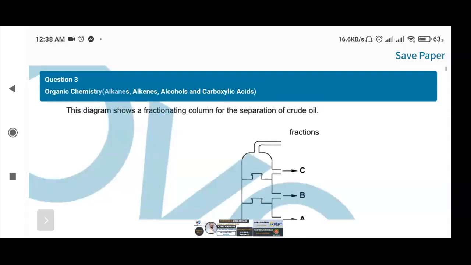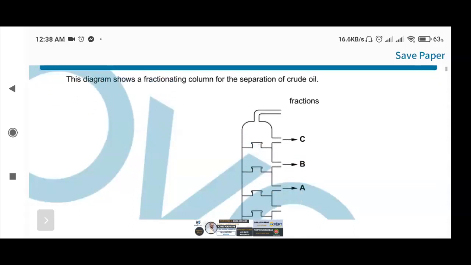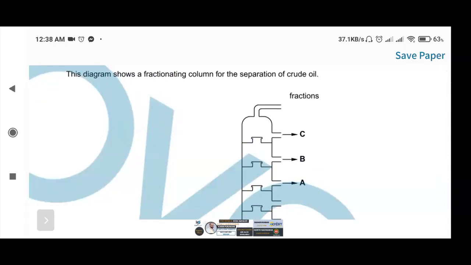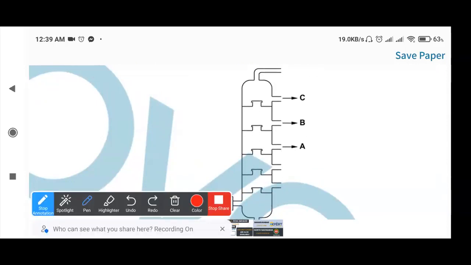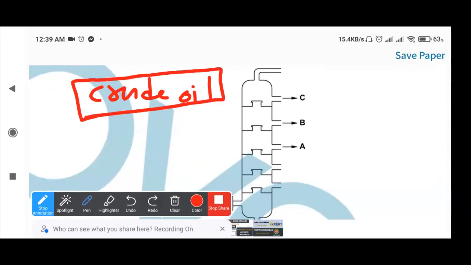Let's start. This question is about fractional distillation and separation of crude oil. So let's learn some basics. First of all, what is crude oil? Crude oil is a mixture of oils. It has a brown color and is a mixture of many oils.